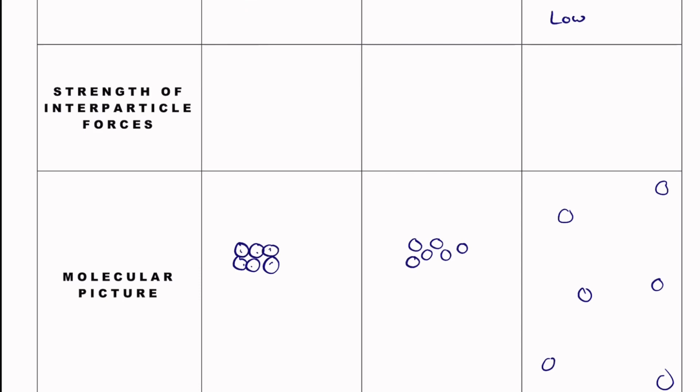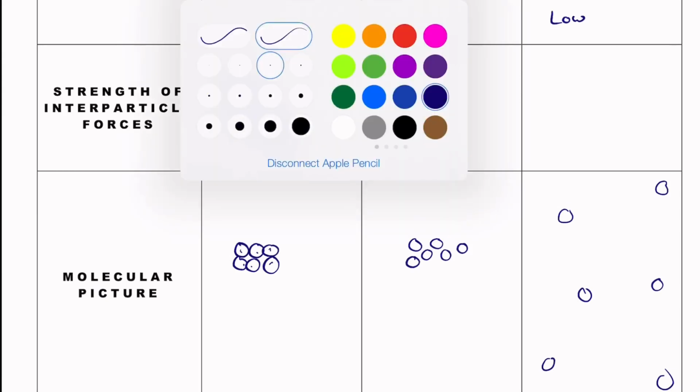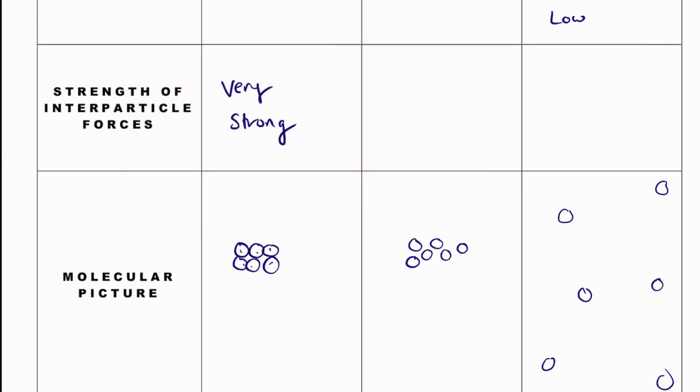Because these particles are so close together for solids, solids have very strong intermolecular forces or interparticle forces. This makes sense. If I take a hammer and I use the hammer on a desk, I'm not going to break the desk most likely, because those desk particles hold themselves together really, really strong.